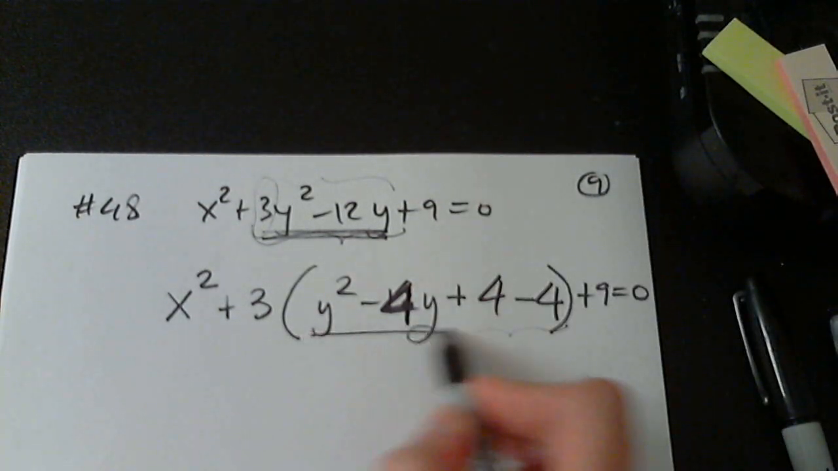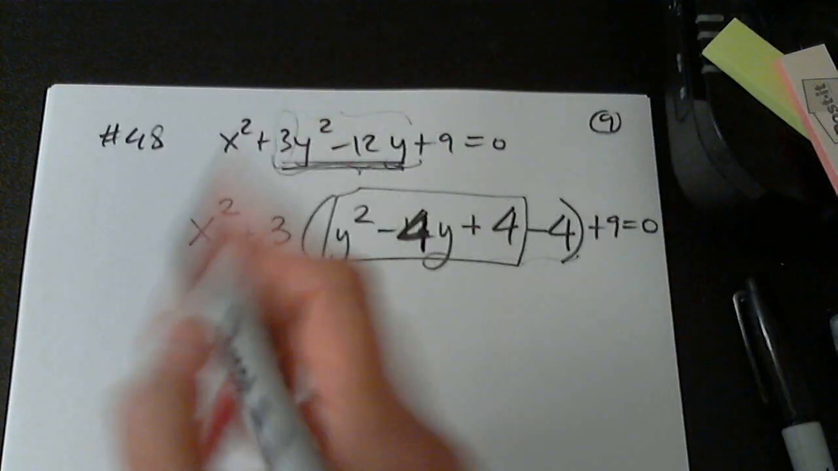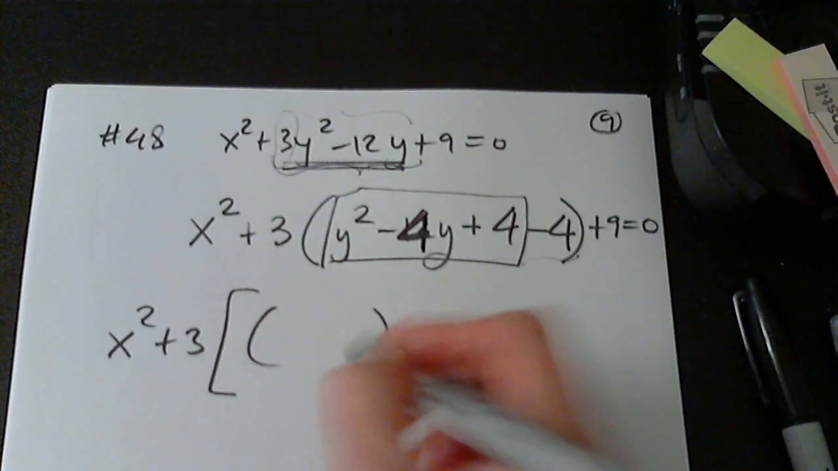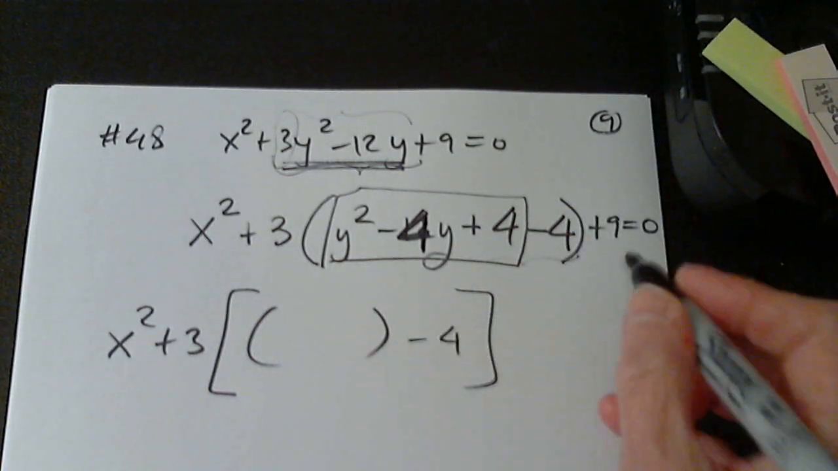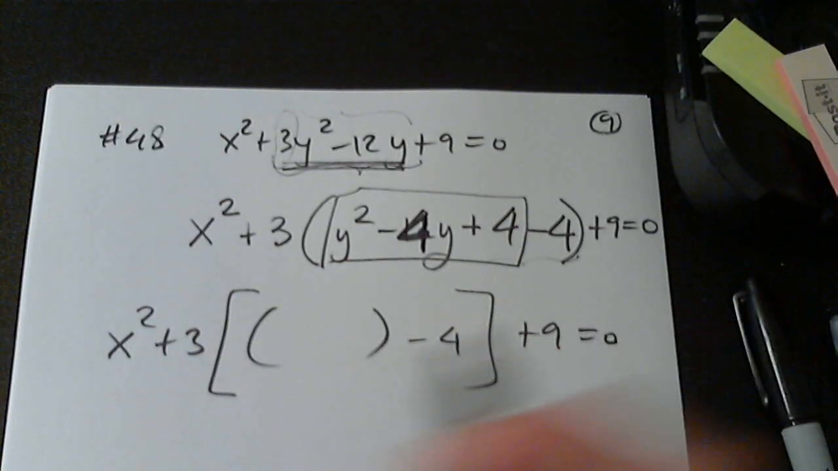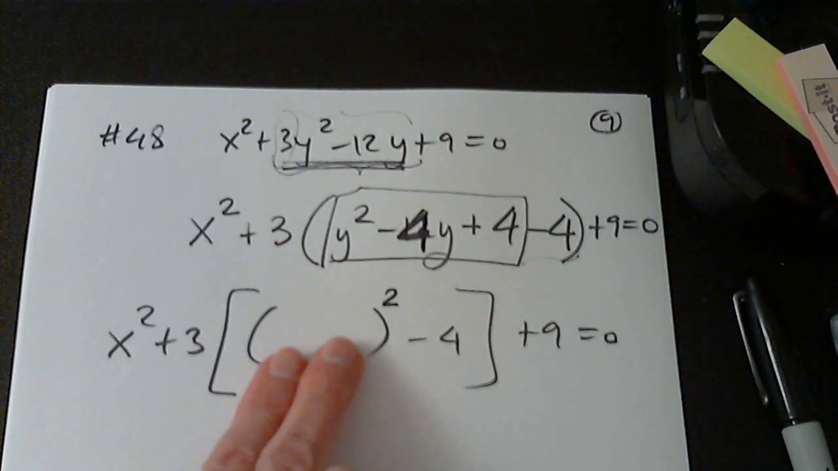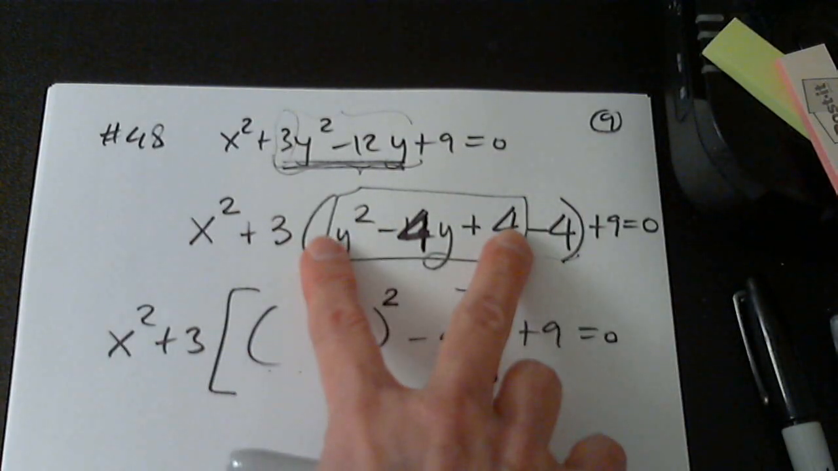But now I will change this into, and be careful, we need parentheses and brackets here. x squared plus 3, and this cannot go away, plus 9. What do we write here? This squared, these two terms squared, will give us this.